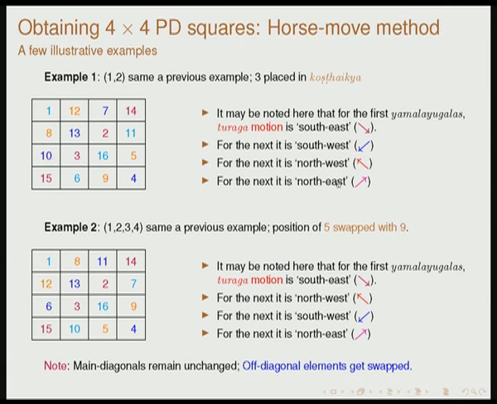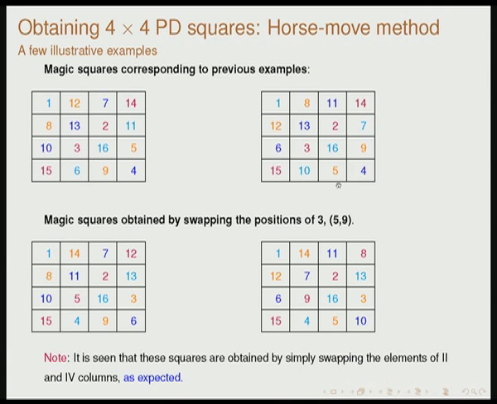I will work out a couple of more examples. These are the previous examples and in the new example you will see that instead of placing 3 here, I am placing 3 here. So, 1, 2, 3 and 4.